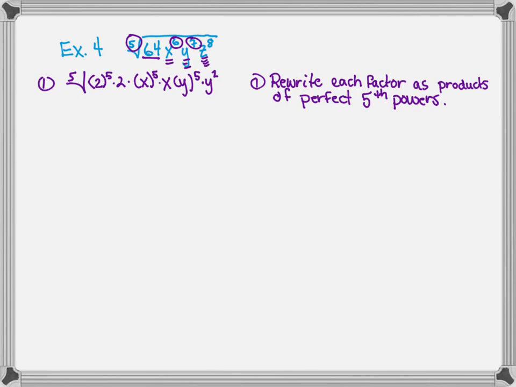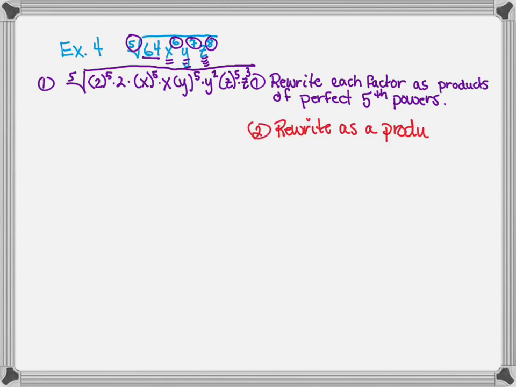And my z to the 8th can be rewritten as z to the 5th power. And if I'm looking at my exponents, I've got 8 minus 5. I still need a z cubed, a z to the 3rd power. So I've got the fifth root of 2 to the 5th times 2 times x to the 5th times x times y to the 5th times y squared times z to the 5th times z cubed.